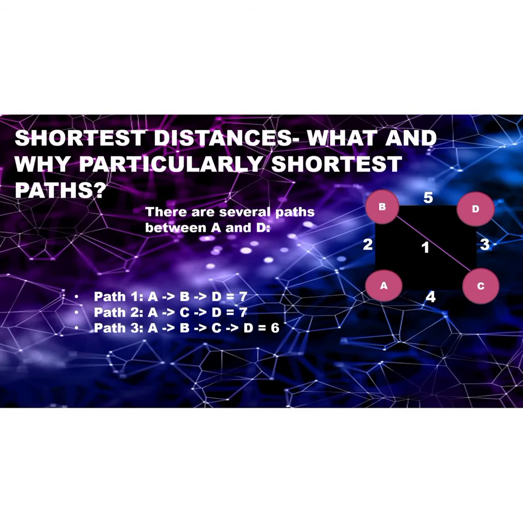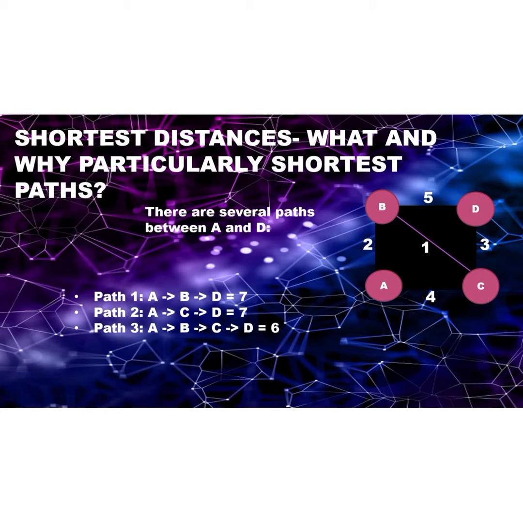Now, why do we consider particularly shortest paths? Well, as we can see from the figure drawn here, there are several paths between A and D. Path 1, the total distance from A to B to D is equal to 7 units. Moving on to path 2, the total distance from A to C to D is equal to 7 units, which is similar to that of path 1.